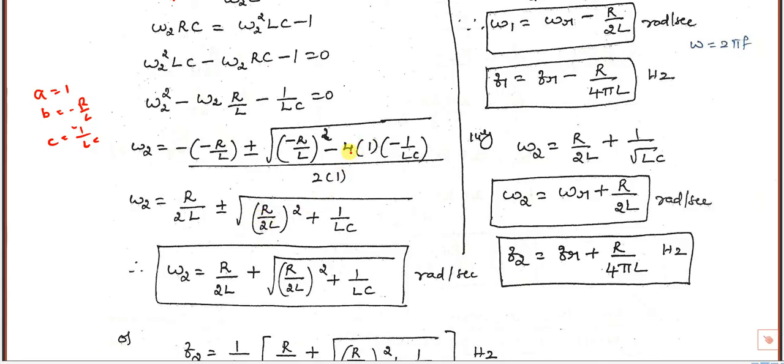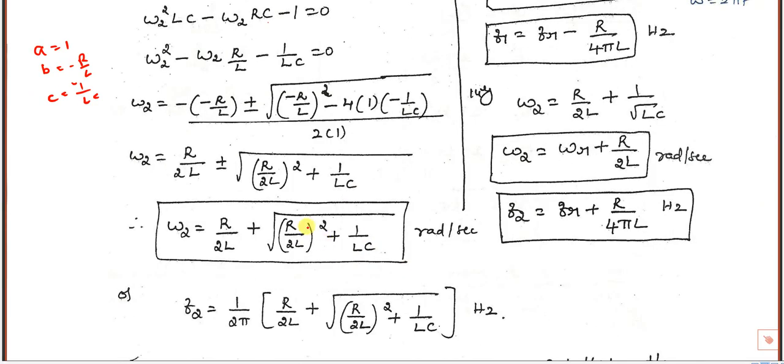And again, this 4, if you bring it inside the root, it becomes 4, so 4 will get cancelled. You are left with only minus into minus, it is plus 1 by LC. So the expression for omega 2 is given by R by 2L plus root of R by 2L whole square plus 1 by LC. Plus and minus is there, but frequencies cannot be negative, so you have to consider plus only.